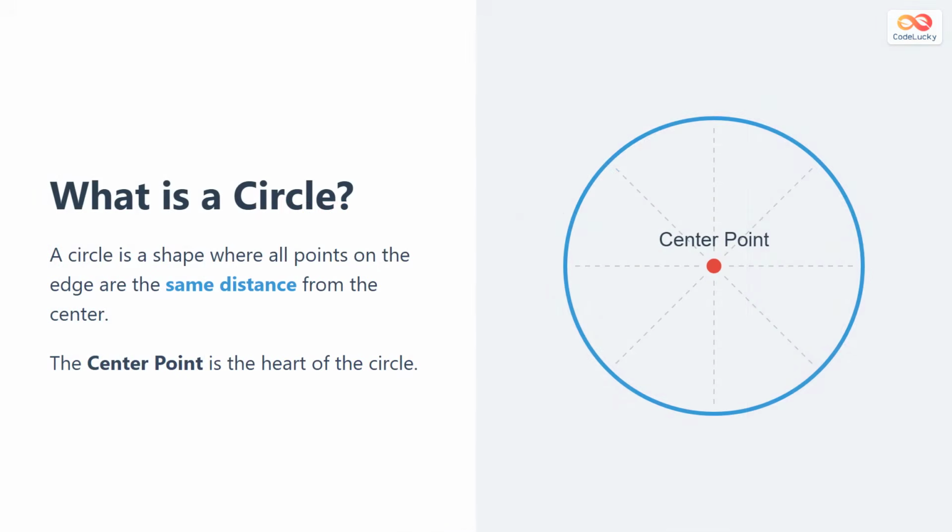First, let us define what a circle actually is. A circle is a shape where every single point on its edge is exactly the same distance from the center. This center point is the heart of the circle, and everything is measured from here.